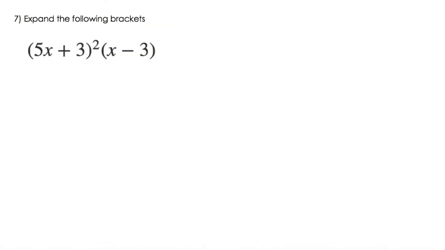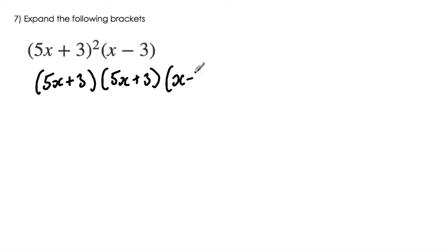Question 7. Expand the following bracket. (5x plus 3) squared (x minus 3). So the first thing I'm going to do is rewrite the question as (5x plus 3)(5x plus 3)(x minus 3). I'm then going to expand the first two brackets. So we have 5x times 5x, which is 25x squared.